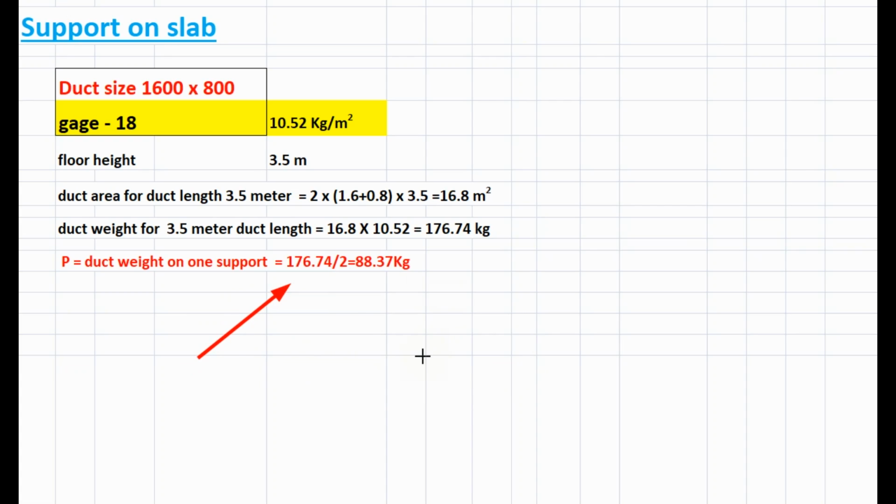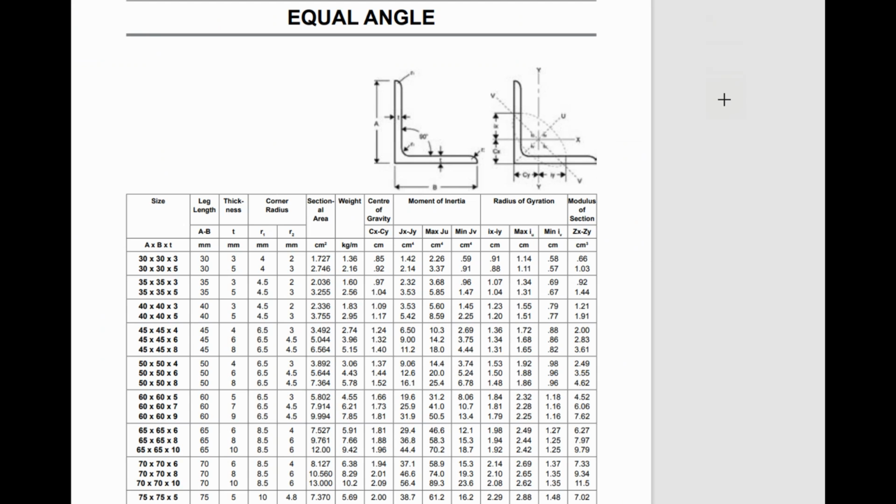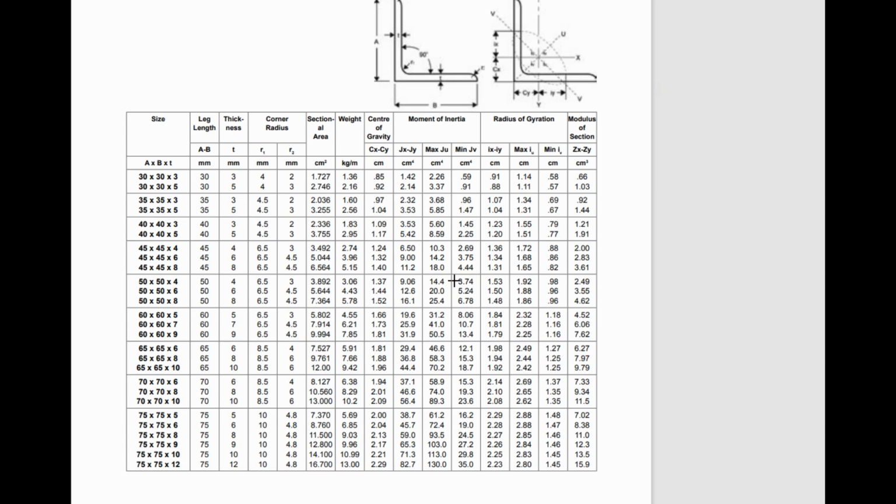176.74 by 2 equal to 88.37 kilogram. Clearance between shaft and duct riser on both sides, let us assume 75 millimeter. We will use this table to select the properties for angle, and we found that angle with size 75 by 75 by 5 millimeter is suitable for our duct riser support, so we'll do sample calculation for it.